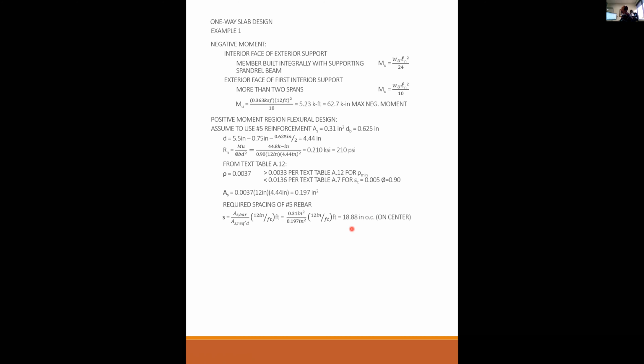I cannot space them any further apart. The bigger that spacing is, the less steel you're providing. So this is a minimum, or I'm sorry, a maximum. This is a maximum spacing.